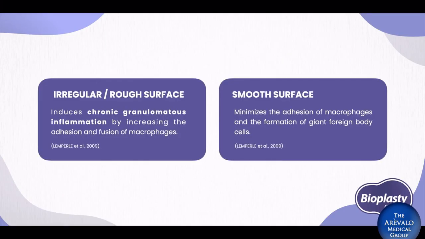According to medical literature, an irregular or rough surface induces chronic granulomatous inflammation by increasing the adhesion and fusion of macrophages. A smooth surface minimizes the adhesion of macrophages and the formation of giant foreign body cells. From this we can conclude that the smoother the product surface, the better.